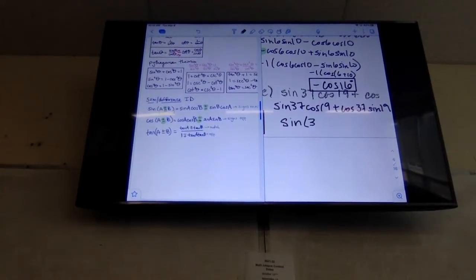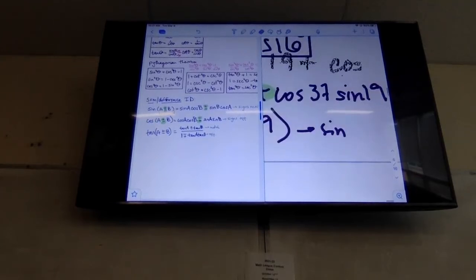And am I going to add or subtract 37 and 19? Add, good. The signs need to match for sine, so I'm going to add them. That gives me sine of 56. I'll zoom out in a second. I just am writing really terribly today.